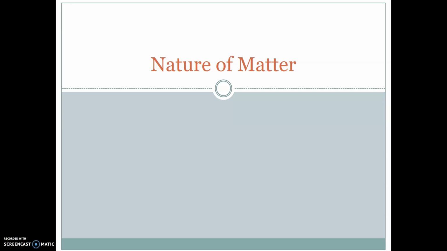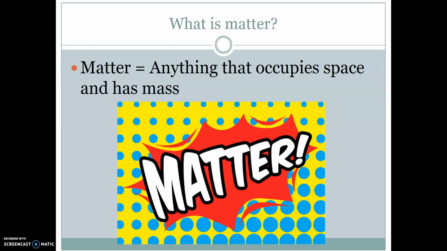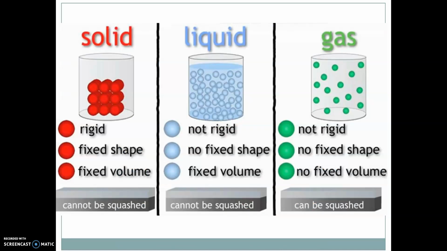In Unit 2, we talk about the nature of matter first, just to review the atom and all of the different parts. First, we'll start with matter. So matter is anything that occupies space and has mass. We have solids, liquids, and gases.